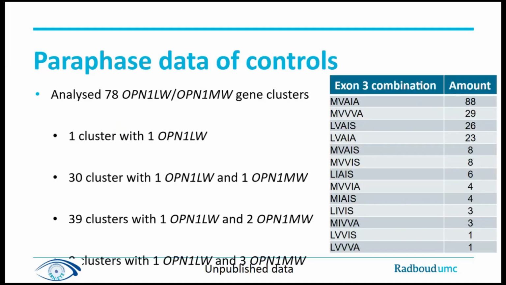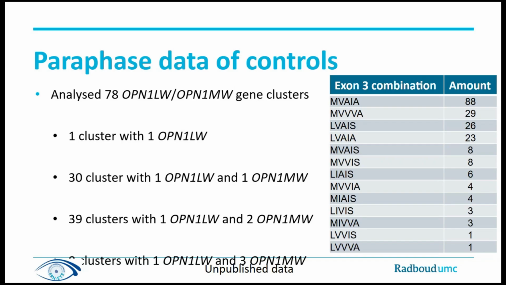We analyzed the Paraphase data of 78 Opsin gene clusters from control samples. Opsin gene clusters with one OPN1-LW gene or with one or two OPN1-MW genes were most prevalent. Moreover, we looked at the combination of variants in exon 3 and didn't detect any pathogenic combination of variants in this first subset of data.